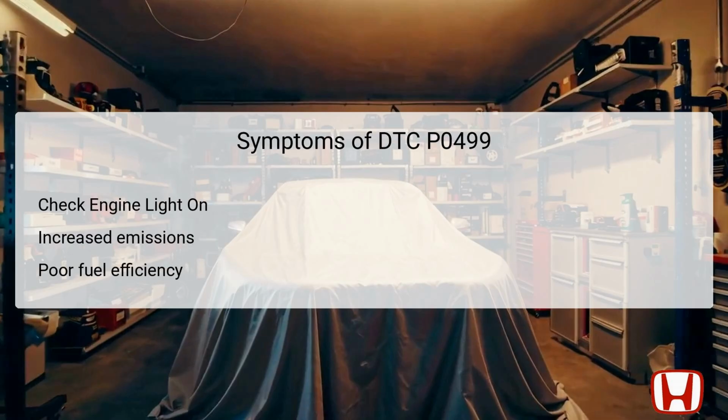When DTC P0499 is triggered, you may observe several discernible symptoms. One of the primary indications is the illumination of the check engine light on the dashboard, which alerts the driver to a potential issue that requires attention. Additionally, the malfunctioning EVAP canister vent shut valve can lead to increased emissions, thereby causing the vehicle to fail inspections related to environmental regulations.